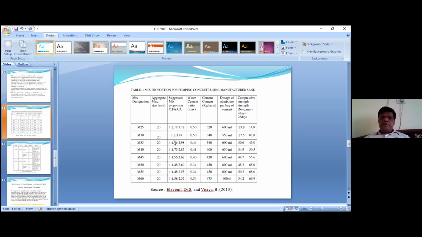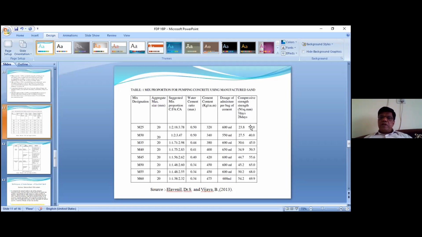But it is always advisable to use your own mix design and then use it on site. As per their available resources, they have this. For M25 they have used a water cement ratio of 0.5, and M30 also 0.5. Here they have slightly increased the cement content by 20 kg, and admixture 600 ml per bag of cement. Now see, this dosage is very high, because it is pumpable concrete, so the workability requirement is very high. For normal use 200 to 300 ml is more than sufficient, but since it is pumpable concrete, they have recommended an admixture dosage of 600 ml.